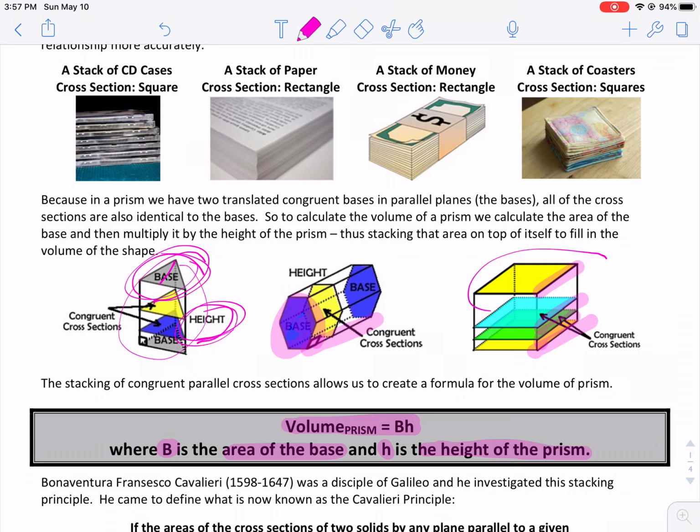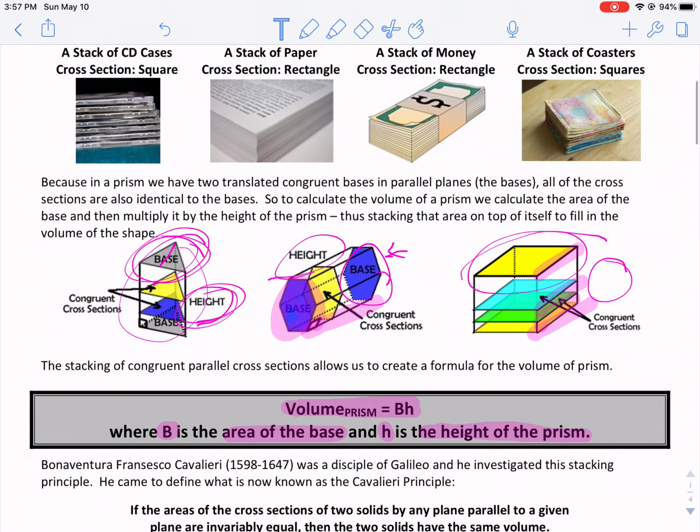Likewise, for this one, we'd find the area of that rectangle, multiply it by the height. For this one right here, we'd find the area of that hexagon, multiply it by the height. And that's how we find the volume of a prism.